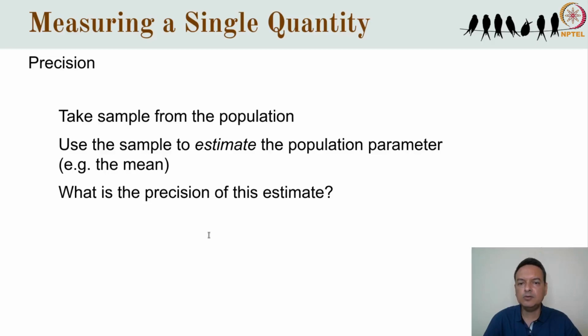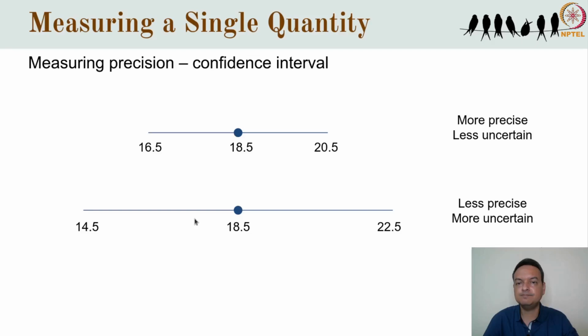Now, how do we know the precision of this estimate, or its inverse, the uncertainty in the estimate? The precision or uncertainty is a crucial component of our result, so that we can conclude something about the population parameter. Our best guess for the parameter is, of course, the sample mean, but the question is: is it a good guess, a precise guess, or is it a poor guess, an imprecise guess?